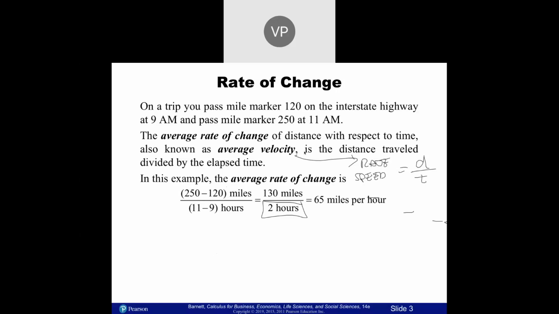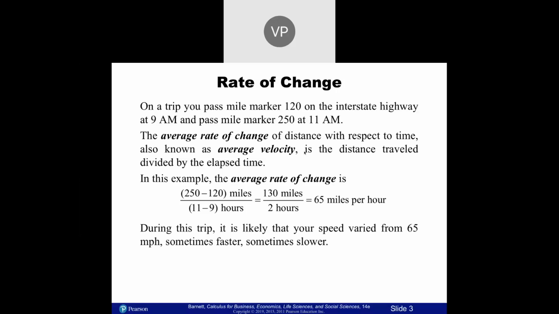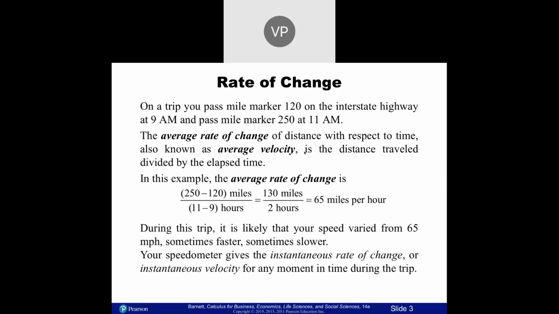And same with the miles. We're at mile marker number 250. Subtract where it was when I began, and I was at 120. So the difference is how far I traveled, in this case 130 miles. You divide those two, and it's saying you went an average of 65 miles per hour. That's the average velocity. That's what you're going to need to find. Like I said earlier, it's going to vary, faster or slower, and this tells you your average speed over that span.